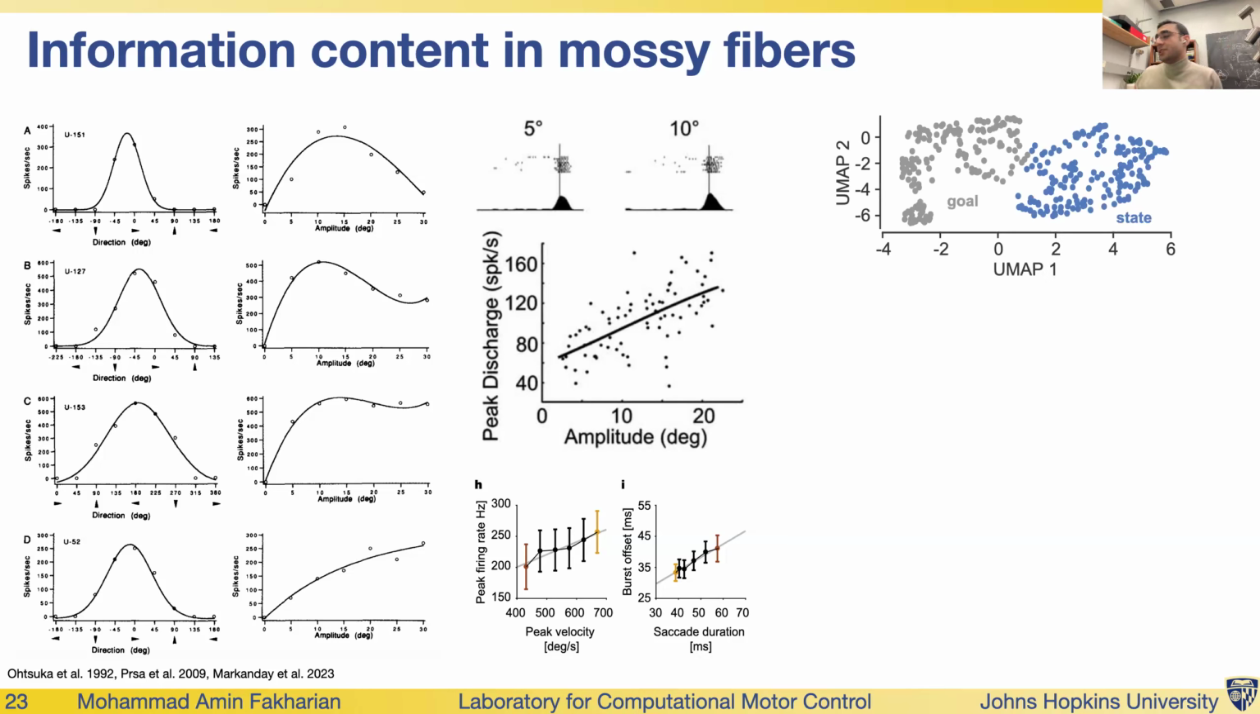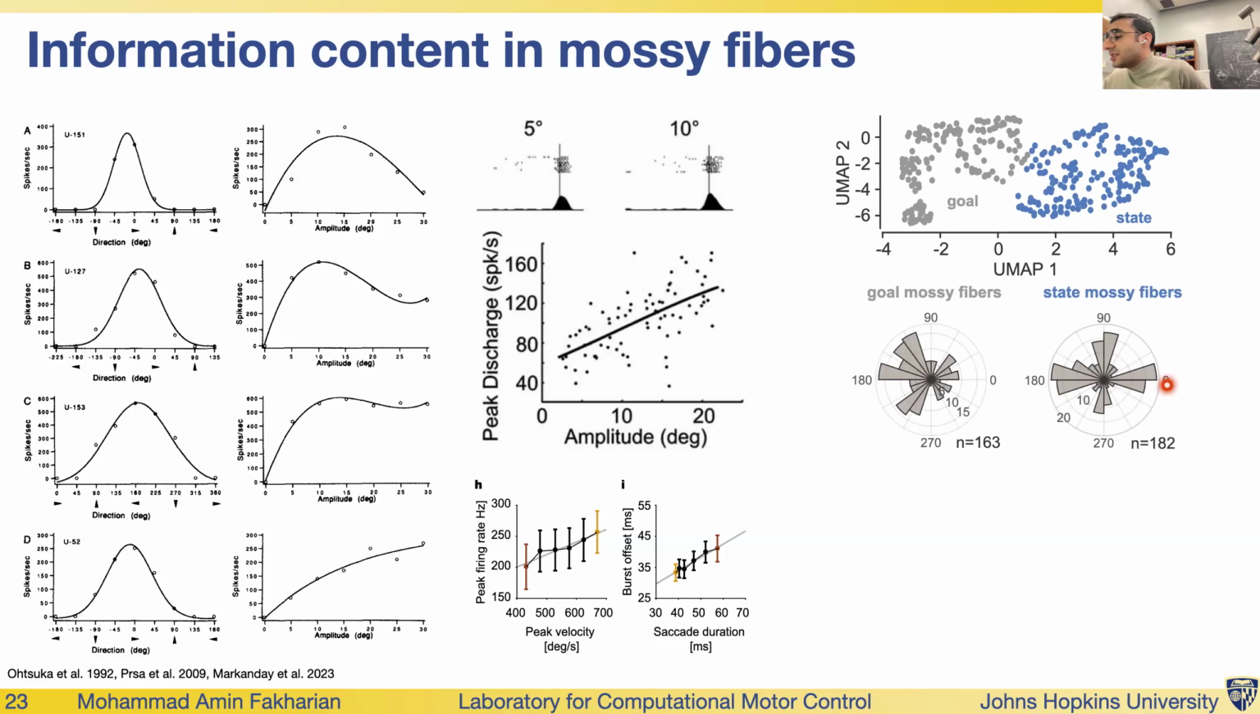So we use this information to classify a subset of our Mossy fibers into state Mossy fibers and gold Mossy fibers. And what we observed was that our state Mossy fibers were in motor coordinates. Their preferred directions were left and right and up and down, while our gold Mossy fibers' preferred directions were in sensory coordinates, as in the colliculus, so we could have diagonal preferred directions.